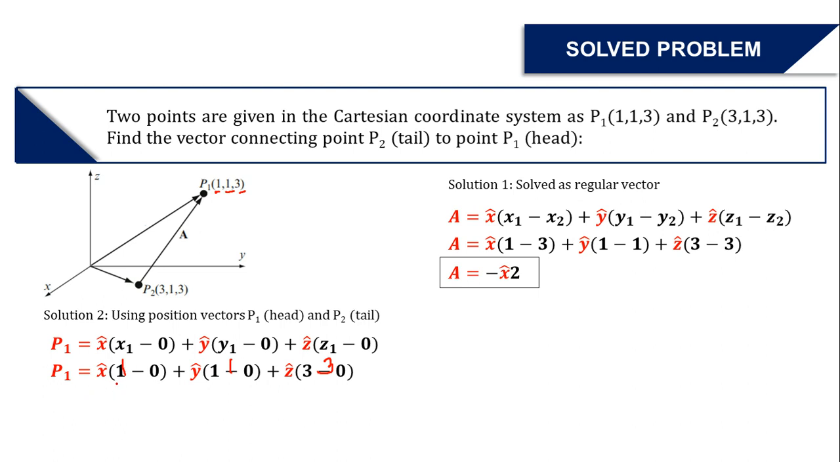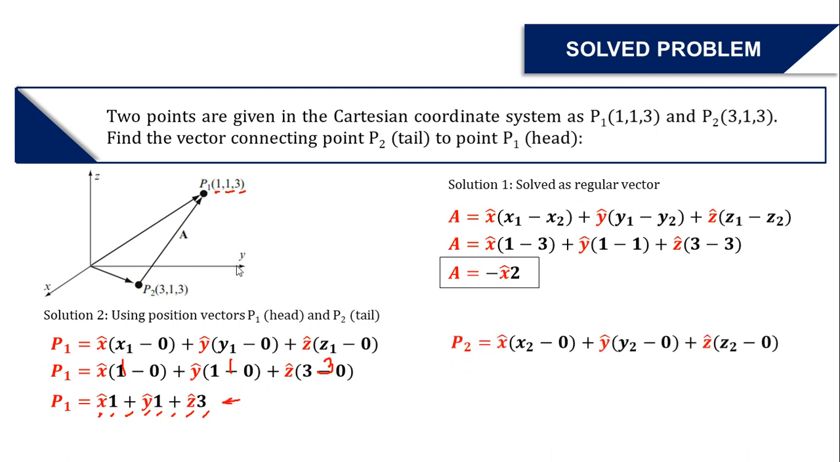Then, solving the scalar components, we now have our position vector at point 1 equal to x hat 1 plus y hat 1 plus z hat 3. So, yan yung ating first position vector. Then, sa susunod na vector naman, yung point 2, ganun din.